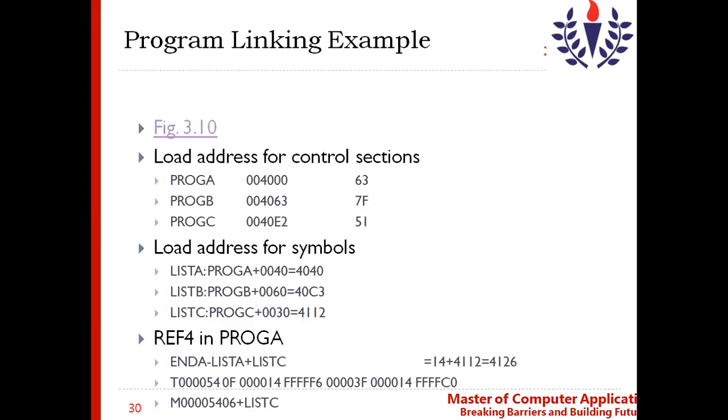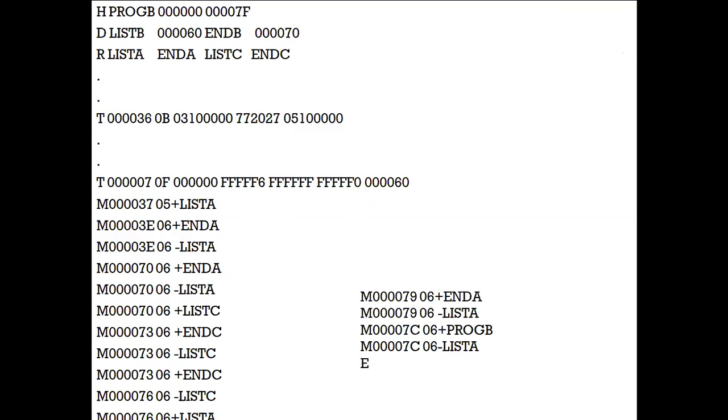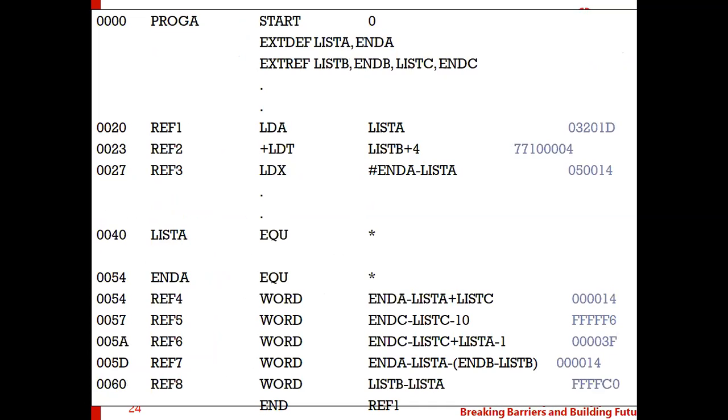The starting address plus the length of program A gives you the starting address of program B, and similarly for program C also. So now you can see the load addresses for the different control sections, that is program A, program B, and program C. As you would have noticed, there is one thing from these programs.